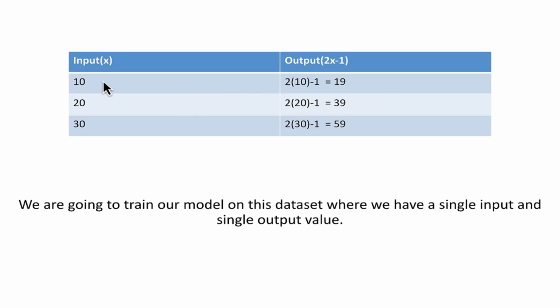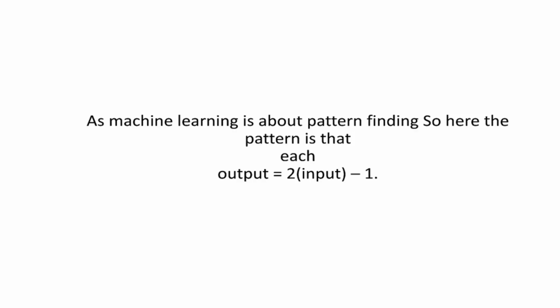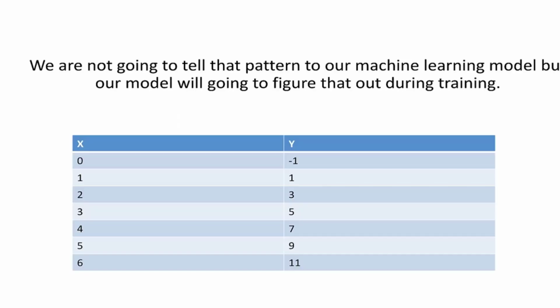Like here the input is 10 and the output is 19, which we got by putting 10 here, so 2 into input minus 1, which gave us 19. And the same is the case with all the rows. So that is a specific pattern inside our dataset. As machine learning is all about pattern finding, here the pattern is each output is equal to 2 into input minus 1. We are not going to tell that pattern to our machine learning model, but our model will figure that out during training.